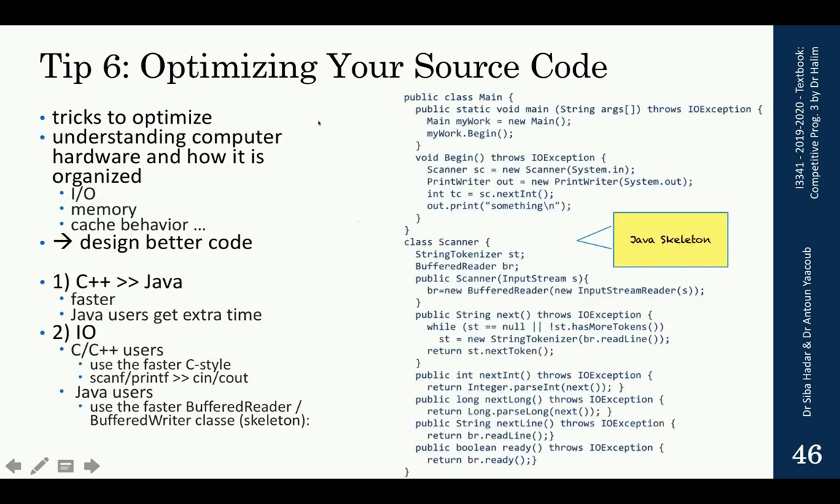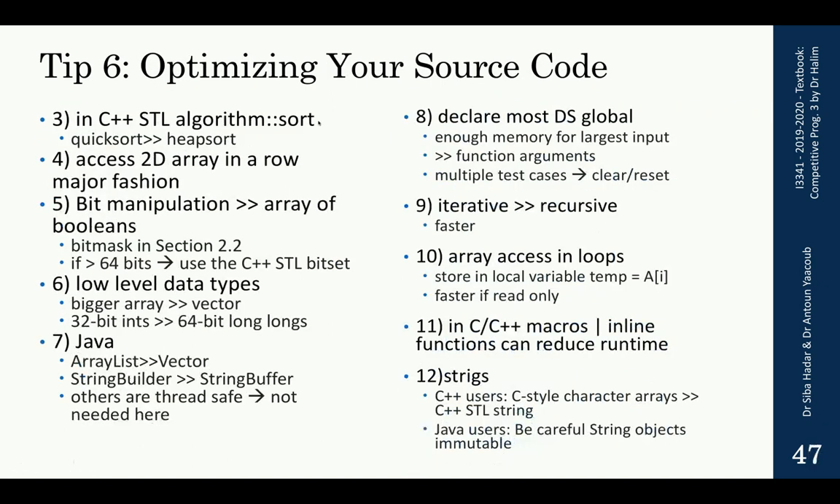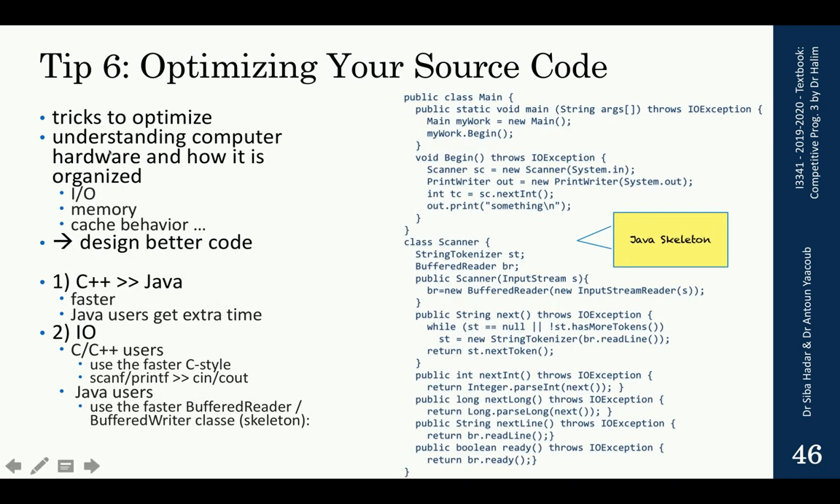Tip number 6, optimize your code, and this tip contains 12 points and tricks to optimize your code. In order to do so, you have to understand your computer hardware, the way it is organized: the input output, the memory, the cache. And those are the tips. For C++, use C and C++ rather than Java because it is faster. But you have to know that if you use Java, you get extra time from most of the judges.